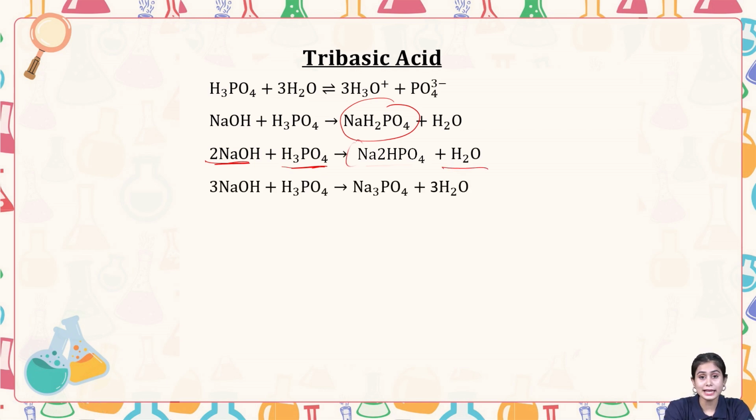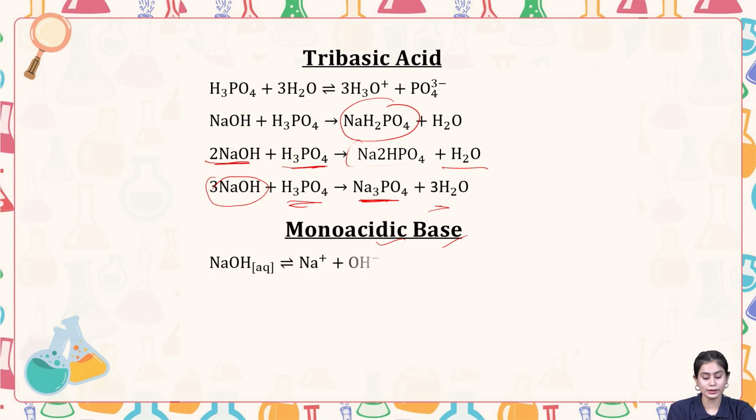Okay, let's take 3 molecules of NaOH. 3 molecules of NaOH reacting with your phosphoric acid to give trisodium phosphate. Can you see that trisodium phosphate with the formation of water molecules? Clear? Let's take monoacidic base.